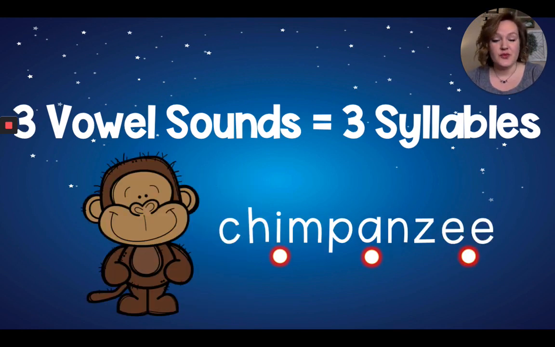This last one is a really long word, chimpanzee. If you look, I see 3 vowel sounds. I see an I, an A, and then a double E at the end. Remember, 2 E's side by side only make 1 sound, the long E sound. So I have 3 vowel sounds in this word. That means it's 3 syllables. Hum that with me. Chimpanzee. 3 syllables. So we can use syllables and vowel sounds to figure out long words.